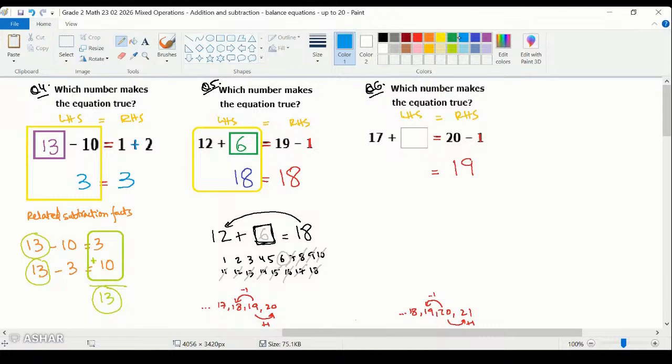But here they're asking what should be added to 17 to make it equal 19, right? So we have the numbers 17, 18, 19. When we add two more numbers, or we say 19 minus 17 should be equal to 2. That means 2 is the value over here. Do we agree?